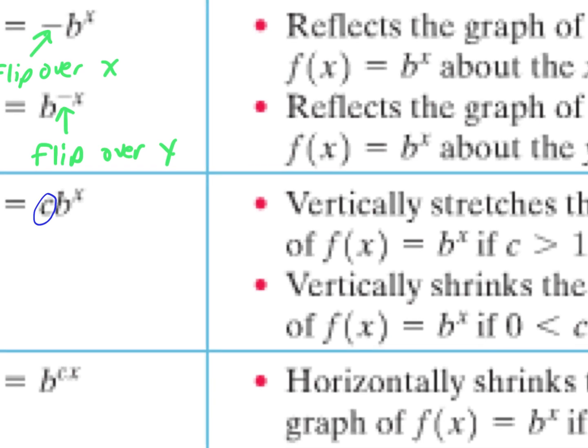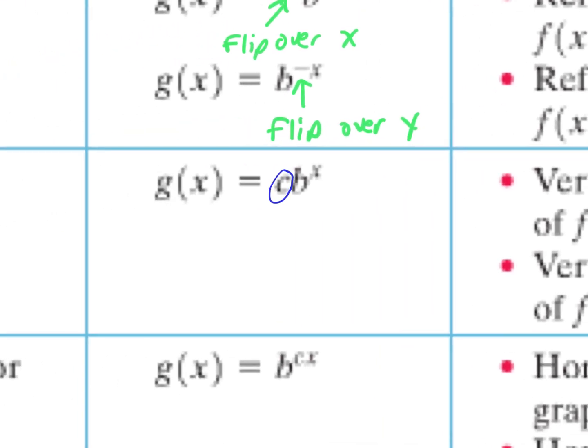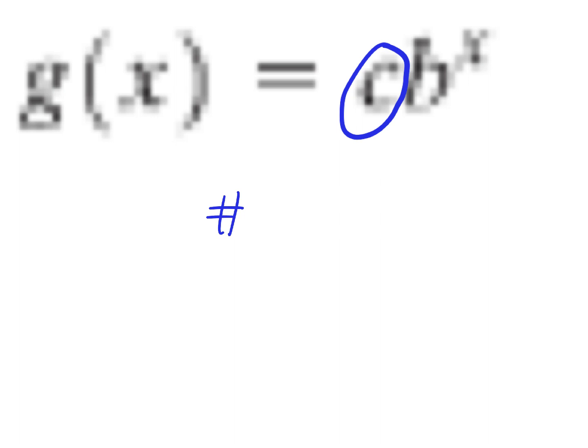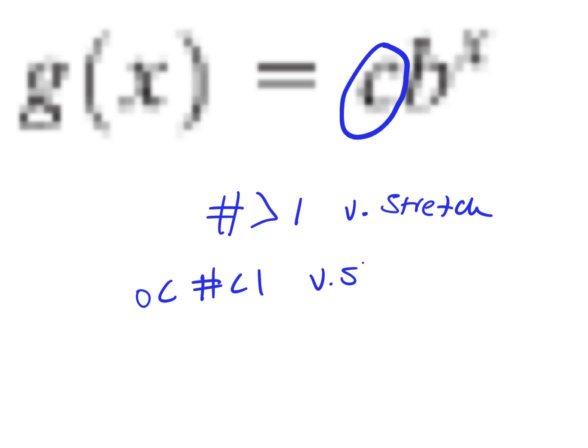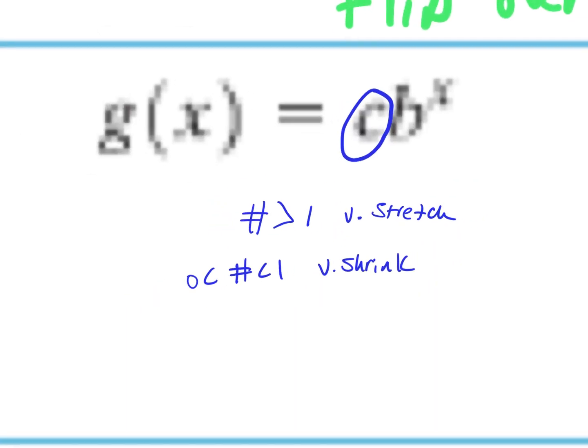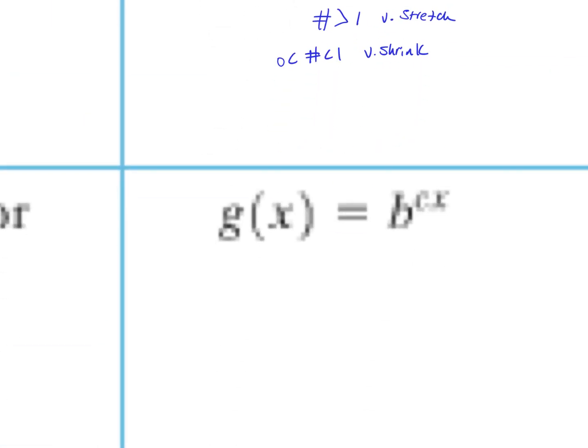What does it say? It's a vertical stretch or a shrink. If the number is greater than 1, it's a vertical stretch. If the number is between 0 and 1, it's a vertical shrink or a compression, however you want to say it. Again, that's nothing new. And then the same thing happens here.